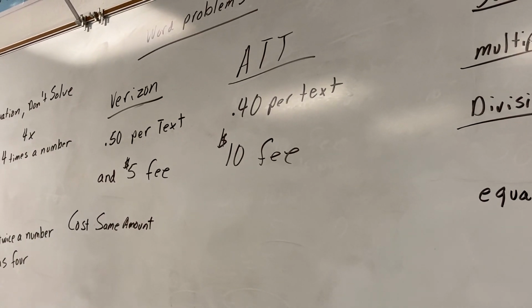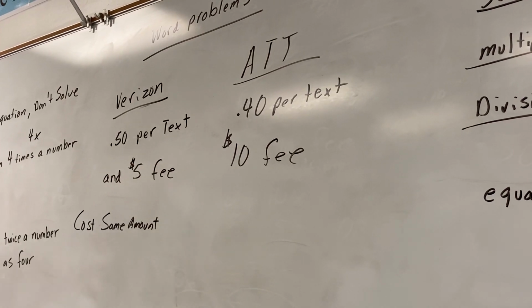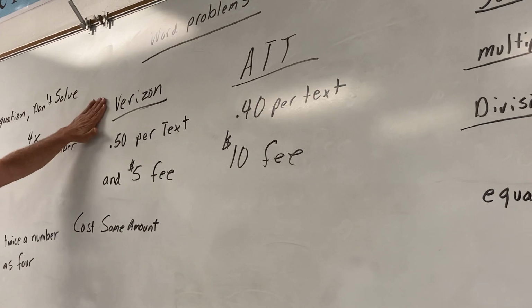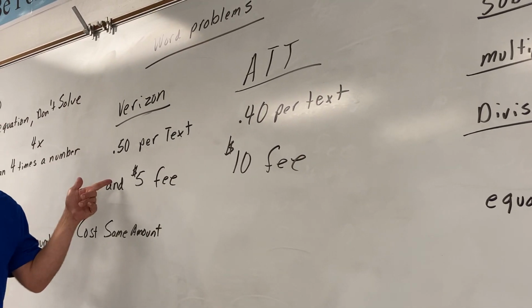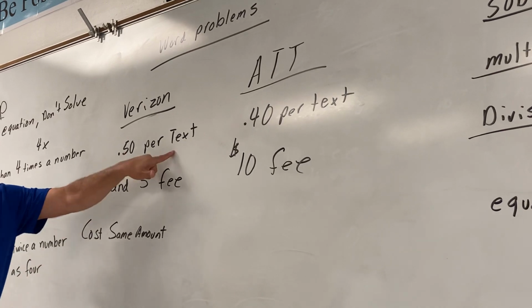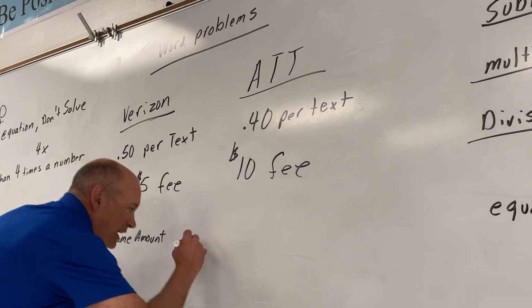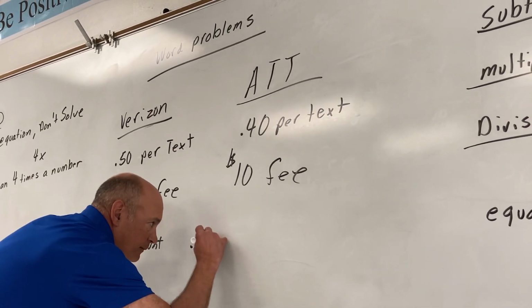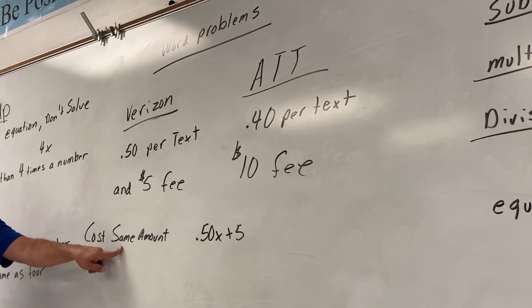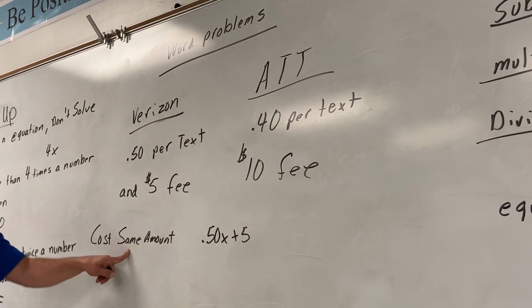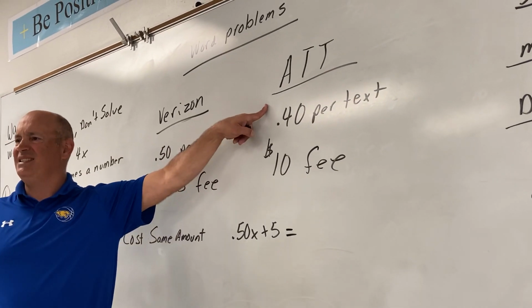All right, what do we want to do? Hunter, make an equation. Can you make me an equation for Verizon, please? 0.50x plus 5. Good. Do y'all like his equation? Yes. He said 0.50x plus the $5 fee. I like that. 0.50x plus $5 is Verizon. Don't we want them to be the same? Yes. What does that mean? Equal. Equals.